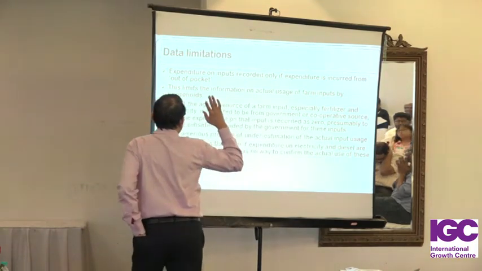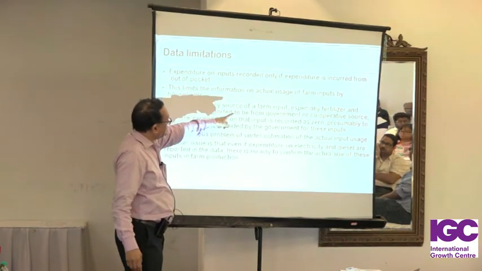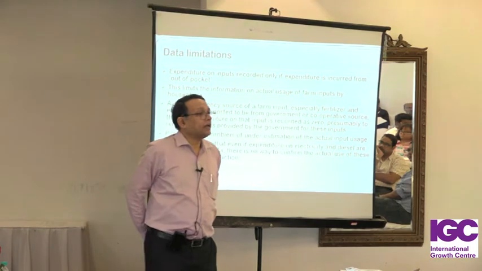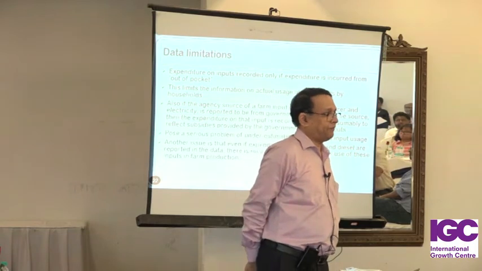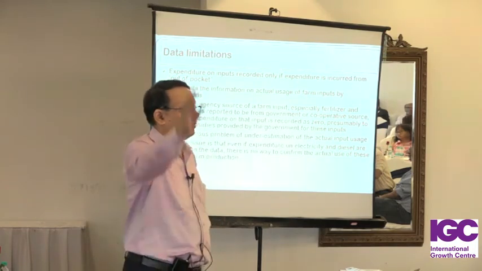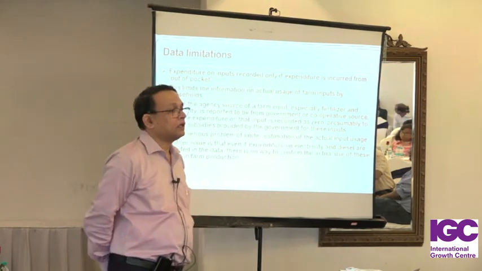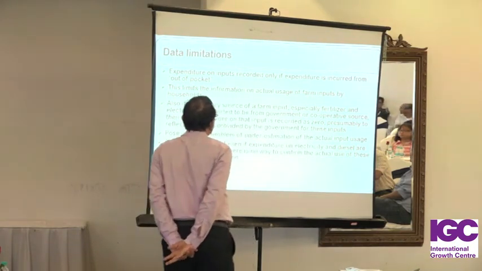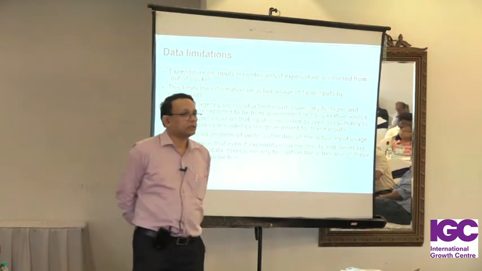And even in this there is one problem. They also ask the question, what is the agency from which you bought the input? If the agency source of a farm input, especially fertilizer and electricity, is reported as government, such as a government depot, government shop, or the electricity authority, they put a zero there. They don't record how much you are paying. So even the fertilizer and electricity costs are underreported.